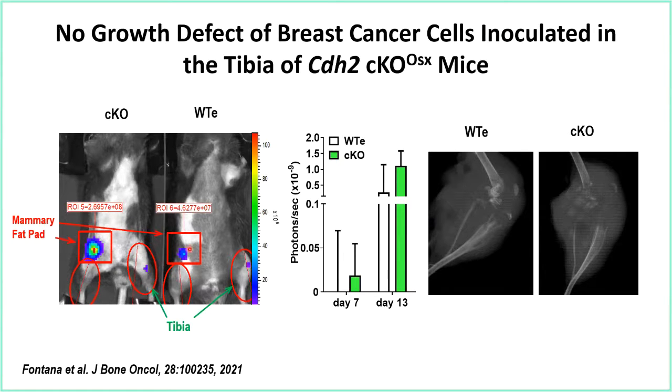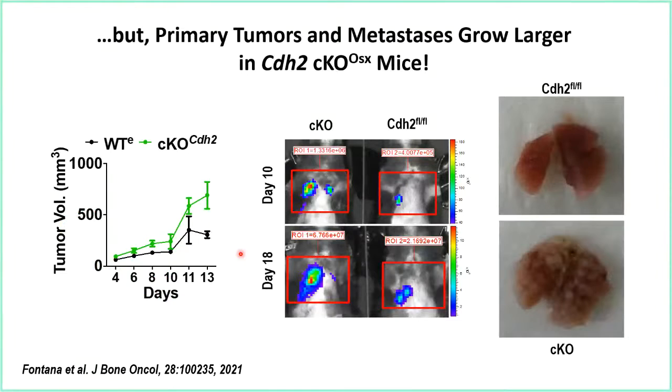Osterix is not deleted. N-cadherin is not deleted in the mammary fat pad. They seem to gradually grow bigger. And in fact, the tumor volume in those extraskeletal areas actually was significantly higher in the knockout animals. And also we started noting something unexpected, that there was a substantial signal in the thoracic area. So this clearly represents metastasis, but the signal was much stronger in the knockout animals.